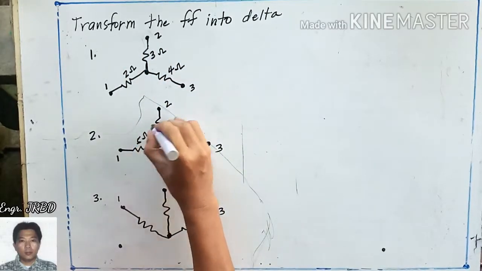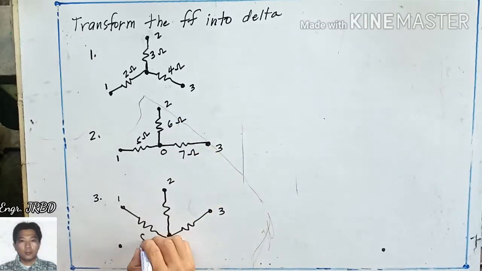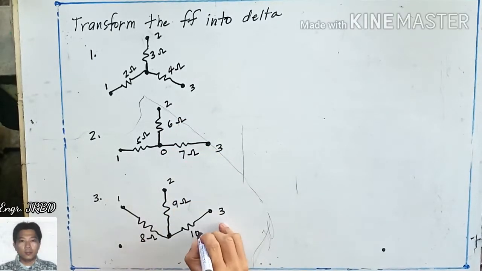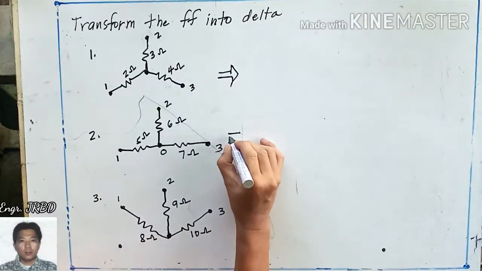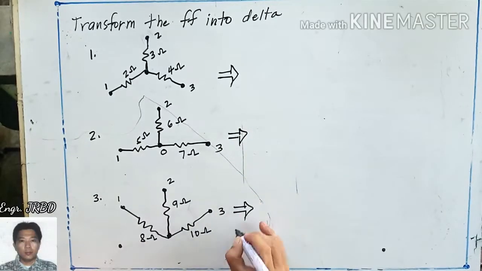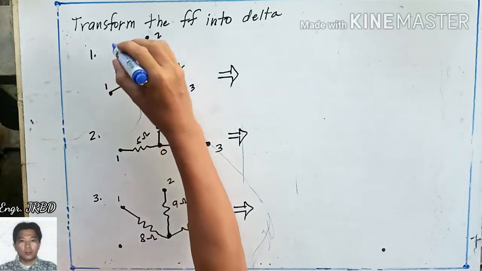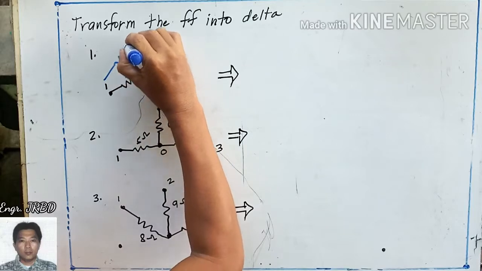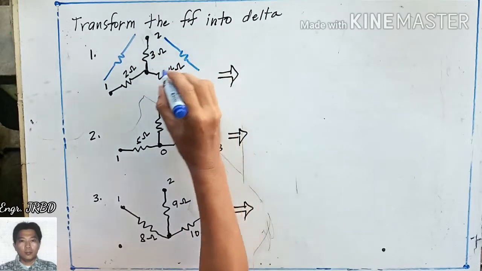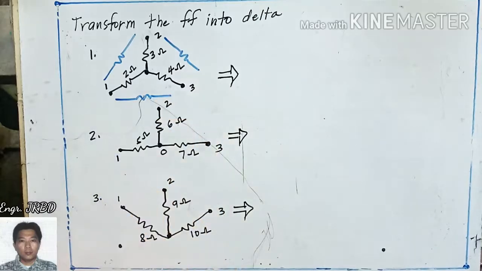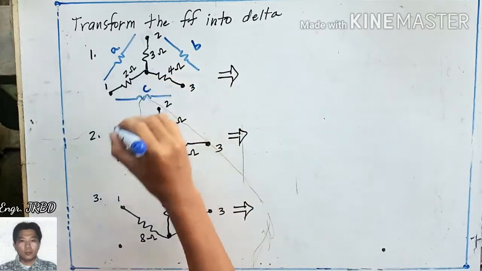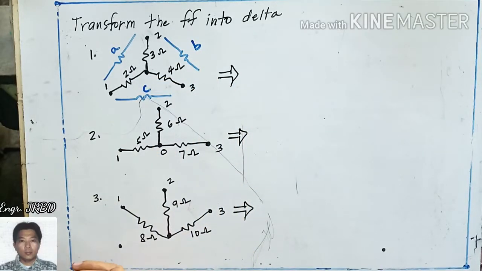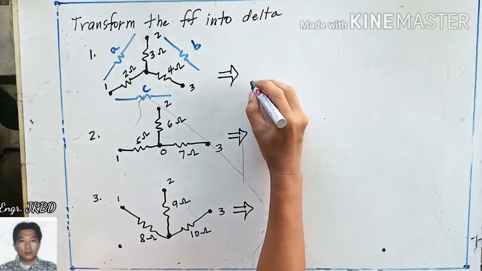Okay, this is our next step. We will try to transform this into delta. So for the first problem, this is how the transformation should look like. This is your A, that is your B, and that is your C, so that when the Y connected resistances are replaced by an equivalent delta, it will look like a delta.